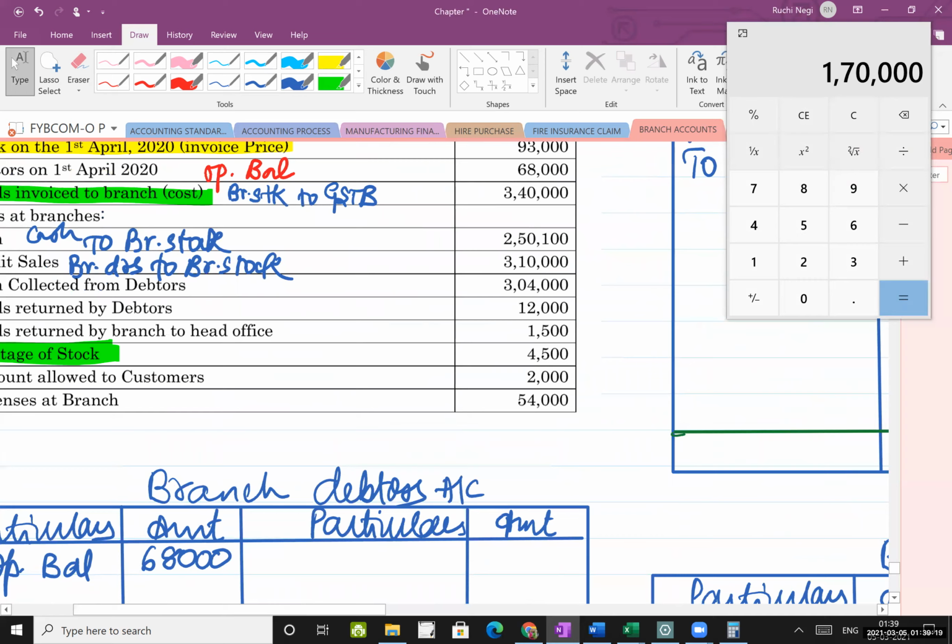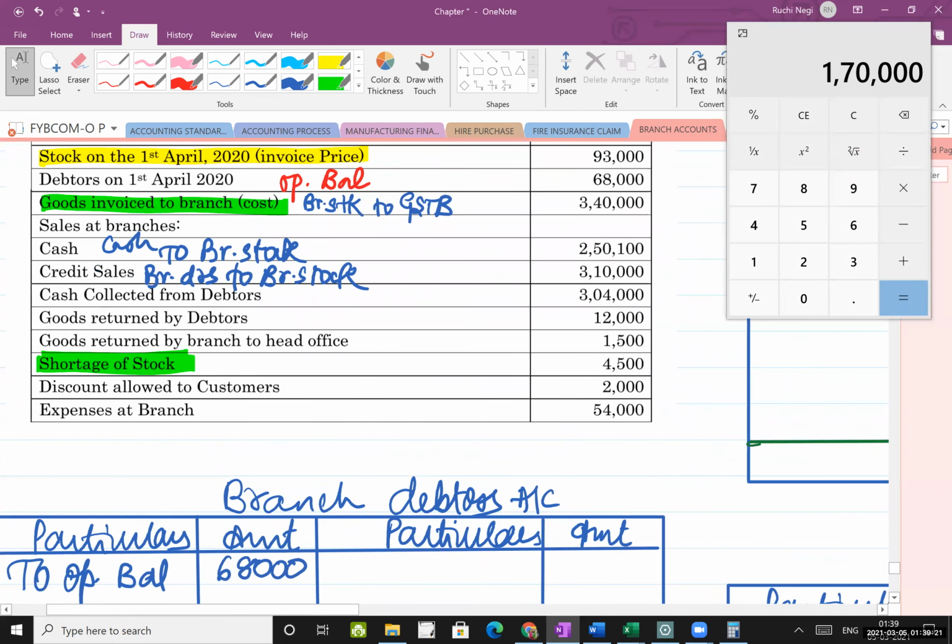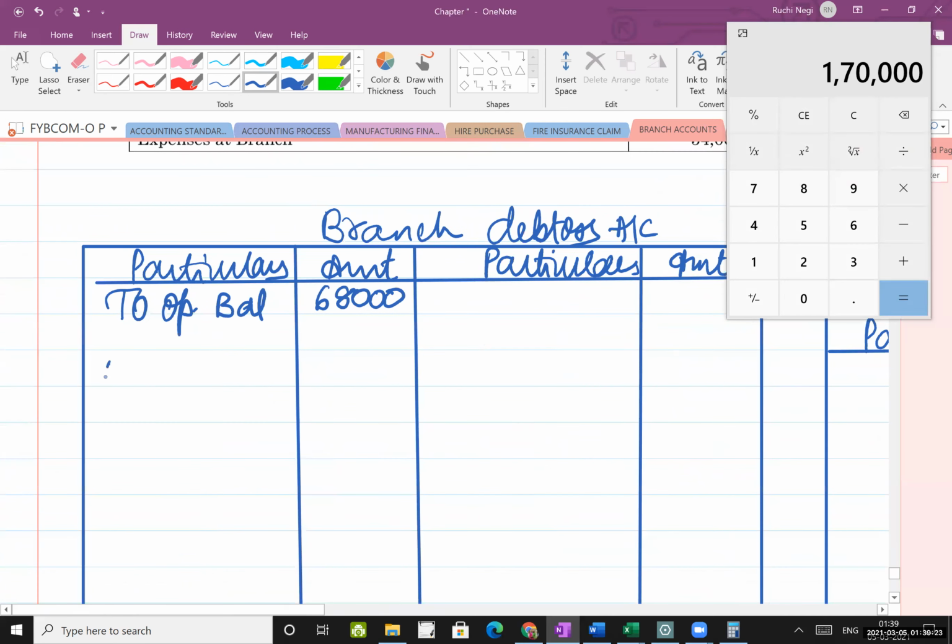Next, branch debtors to branch stock. Branch debtors to branch stock. Mention here credit sales.